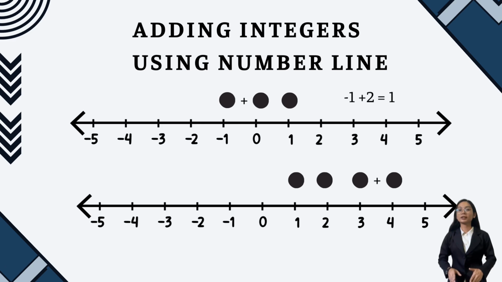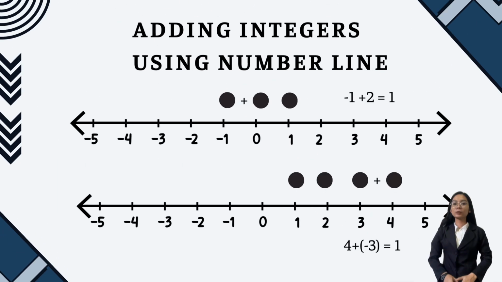First, we start at the number which is -1. Next, we are adding a positive number which is +2. So remember the rule: adding a positive means moving to the right on the number line. So we move 2 steps to the right from -1. The first step takes us to 0 and the second step lands on 1.